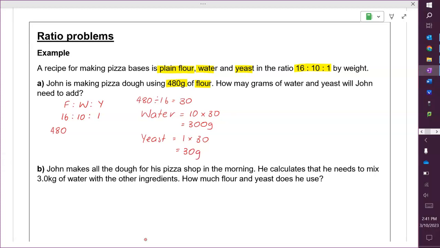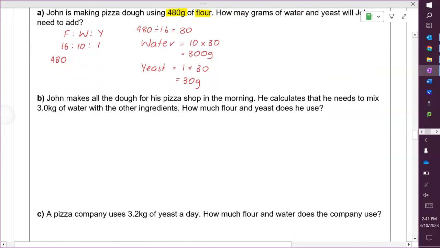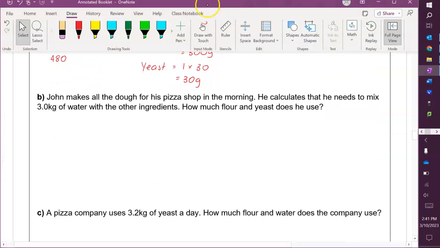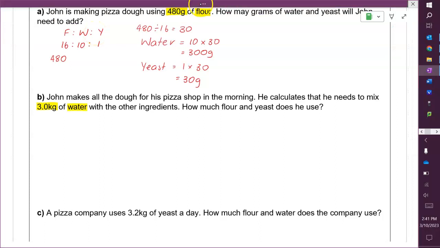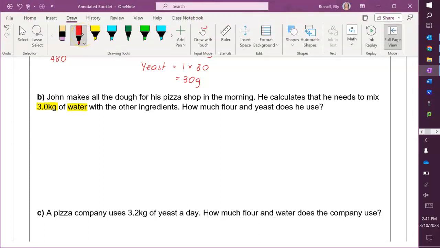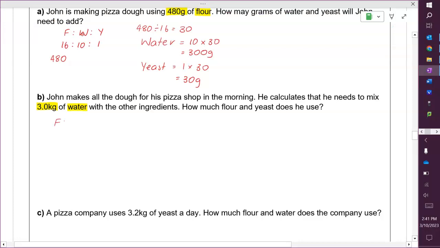Then what it says is John makes all the dough for his pizza shop in the morning, and he calculates that he needs to mix 3 kilos of water with the other ingredients. So how much flour and yeast does he need? So we start with our same ratio that we used above. And this time we're putting in 3 kilos of water. Now, because we're looking at grams in some of the other ones, I'm going to put this into grams. So if we have 3 kilos, that becomes 3,000 grams.